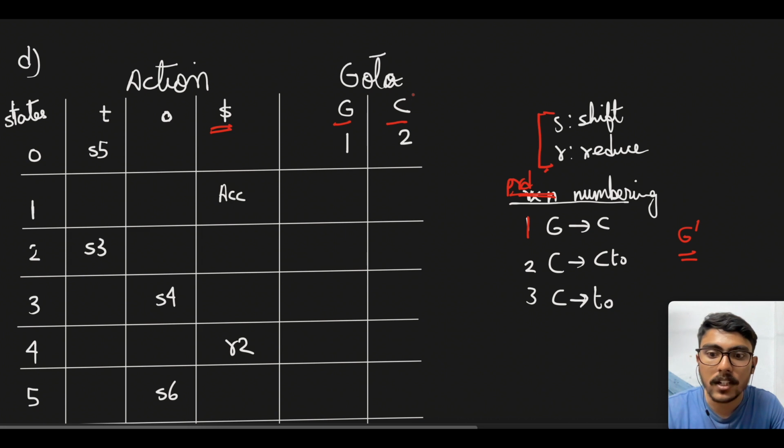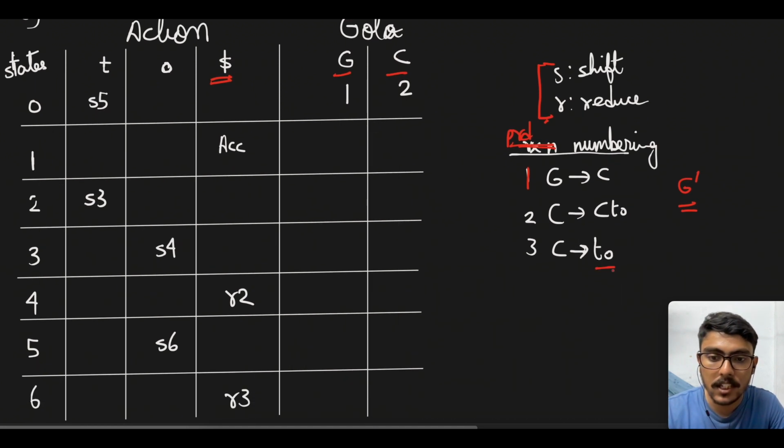Shift action is when you see a terminal and you move to the next character in the input, and reduce is when, suppose we see T and O together and then we convert it back to C, so that is a reduce action.